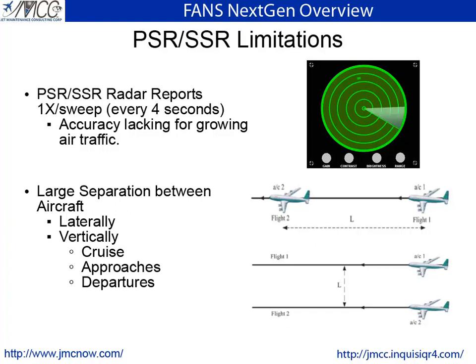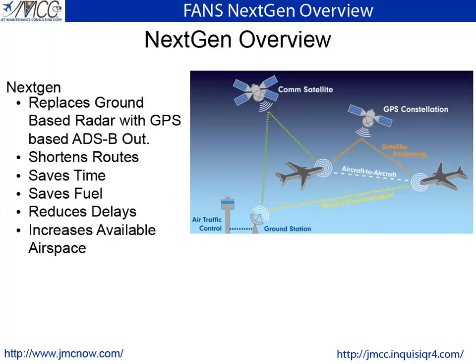Large vertical and lateral separation between aircraft in cruise flight is required to safeguard against potential collisions. Approaches and departures are also designed to keep aircraft safely separated. NextGen will transform the world's air traffic control system from an aging ground-based radar system to a satellite-based system using ADS-B out. GPS technology and ADS-B out will be used to shorten routes, save time and fuel, reduce traffic delays, and increase available airspace.